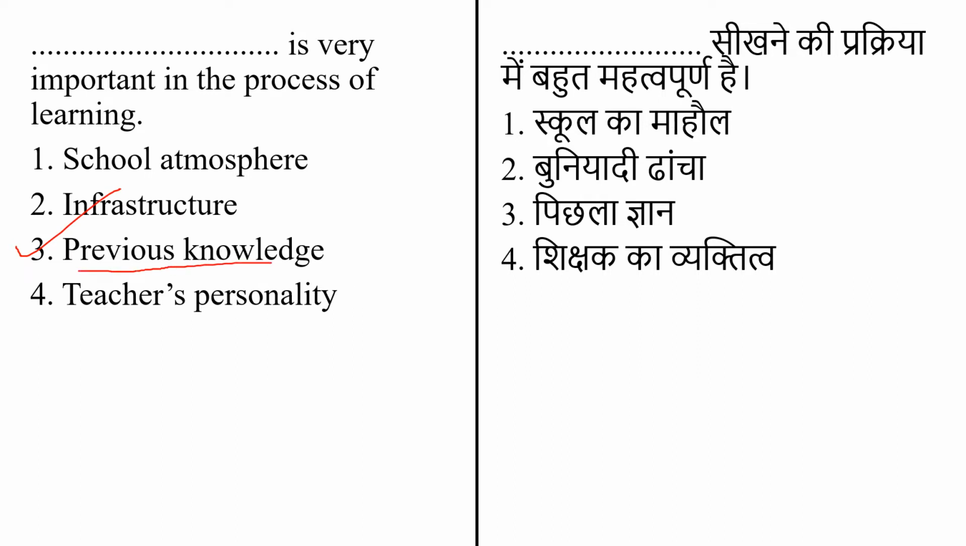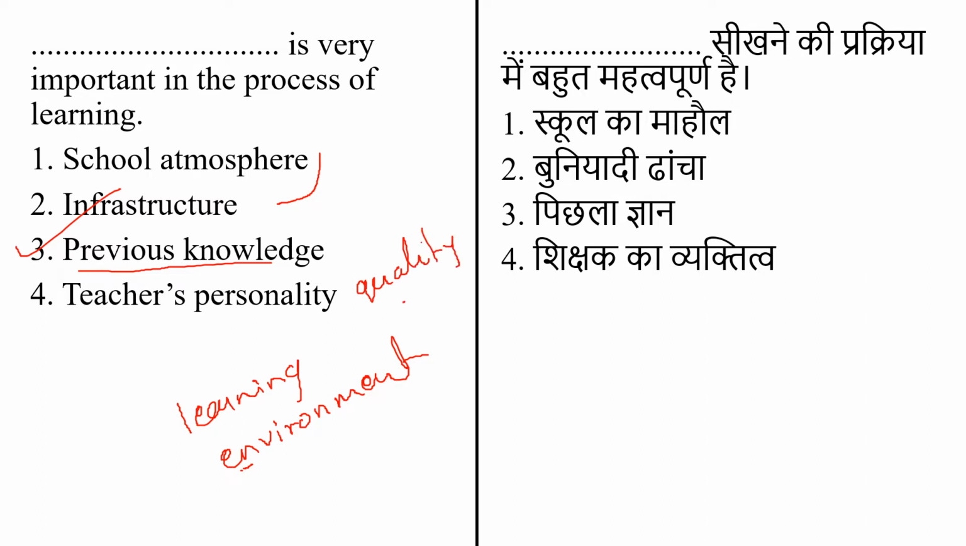So if we look at the other options, that is school atmosphere and infrastructure, both are related to the learning environment, and it is true that these factors have some impact on learning but not primarily. And if we look at the teacher's personality, the personality of the teacher is the quality of the teacher, and not the quality of the learner.